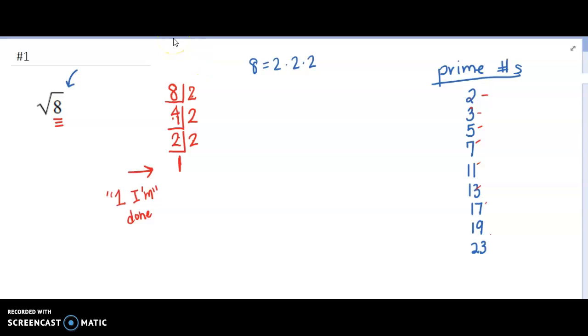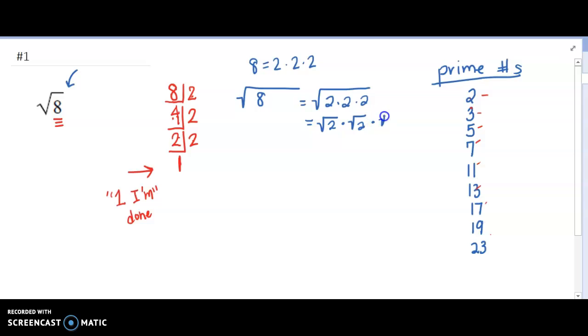Now if 8 equals 2 times 2 times 2, then the square root of 8 equals the square root of 2 times 2 times 2. And when we have square roots like this, we can break them apart. You don't have to write all this down, I just want you to understand what we're doing.